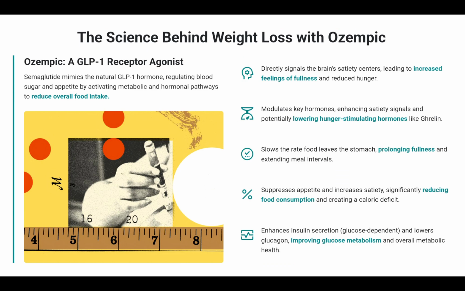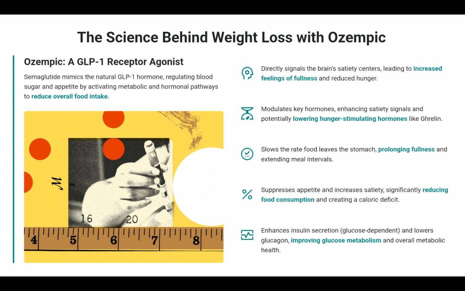Let us now explore the science behind one of Ozempic's most clinically compelling properties, weight loss. As a GLP-1 receptor agonist, semaglutide essentially mimics the body's natural GLP-1 hormone, which is normally released from intestinal L cells in response to food. However, endogenous GLP-1 has a very short half-life, approximately 2 minutes. Semaglutide, on the other hand, has been engineered with a fatty acid side chain that allows it to bind to albumin, giving it a half-life of approximately 7 days, which is why it can be administered just once weekly.